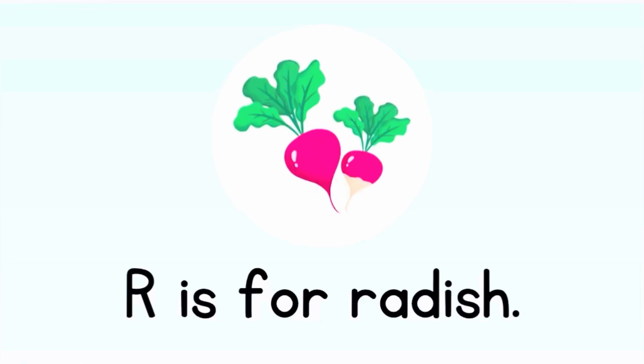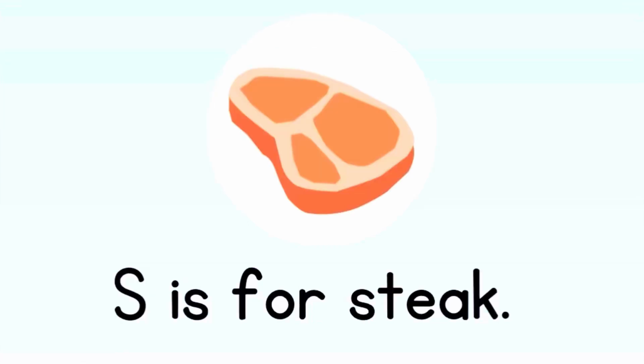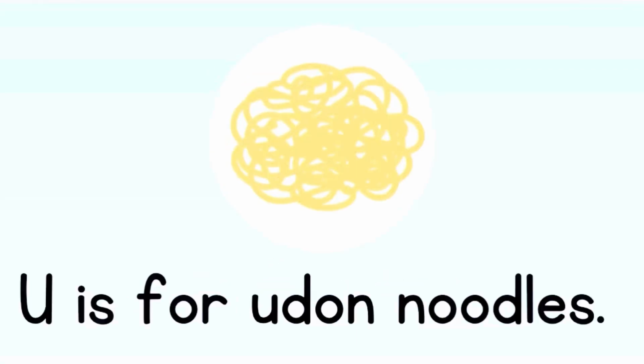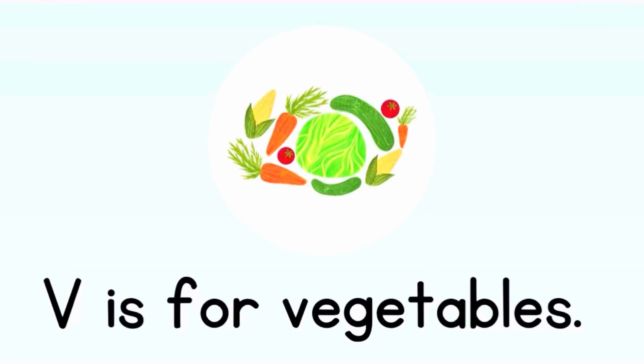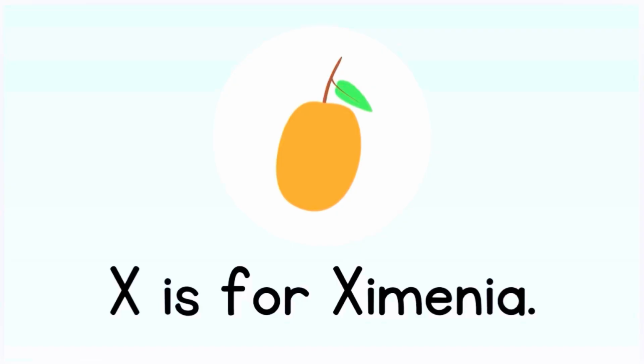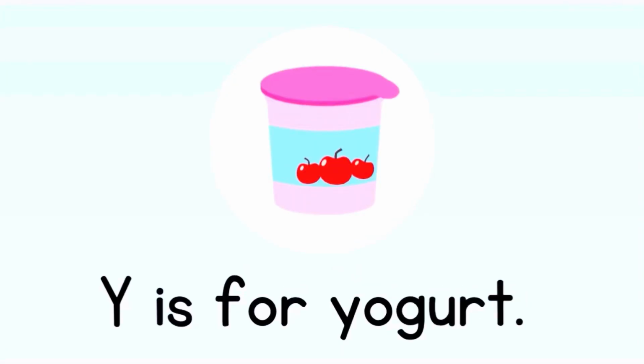quesadilla, R for radish, S for steak. T for taco, U for udon noodles, V for vegetables, W for watermelon, X for shimenia. Y for yogurt, Z for zucchini.